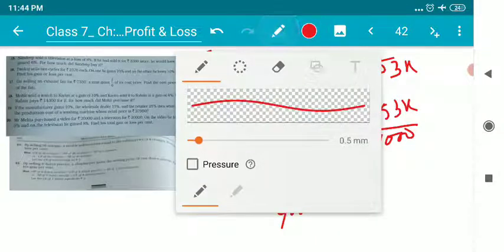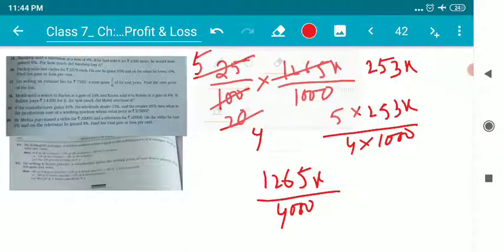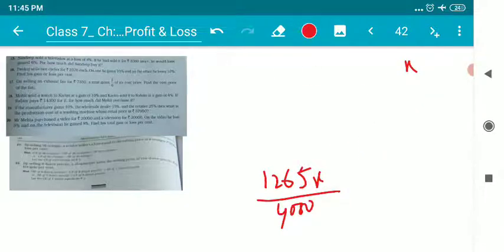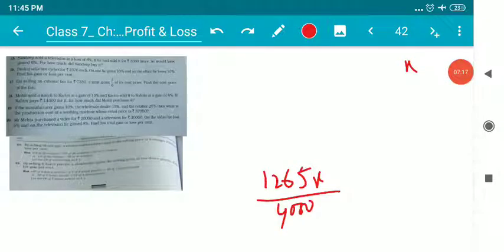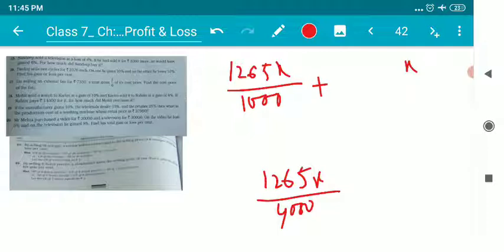So naturally, the selling price will be how much? The selling price will be 1265x by 1000 plus 1265x by 4000.